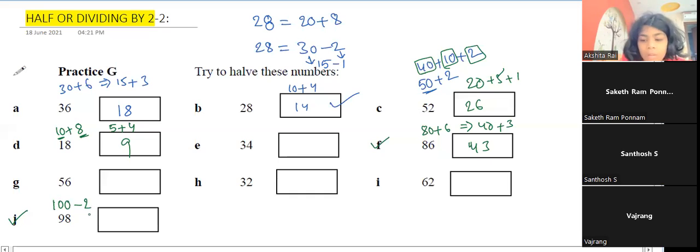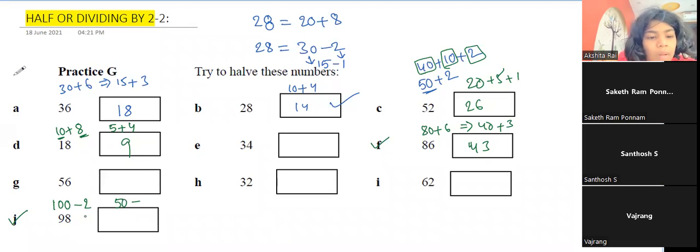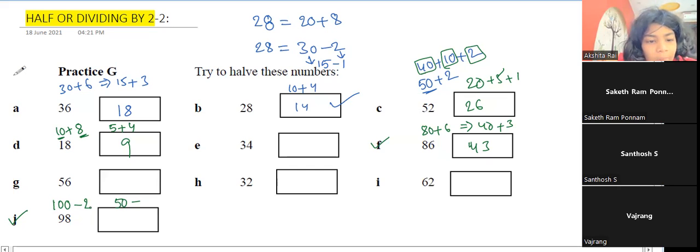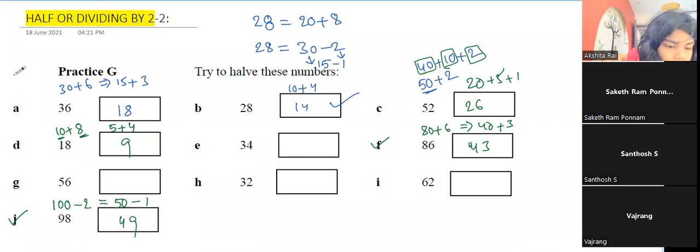Akshita. So double 100's half is 50, and 50 minus 2 is 48. No, not minus 2. You have to do half for 2 as well. Half of 100 is 50, half of 2 is 1. So 50 minus 1 is 49. Yes, that's your answer. And the remaining questions I'm leaving for you.